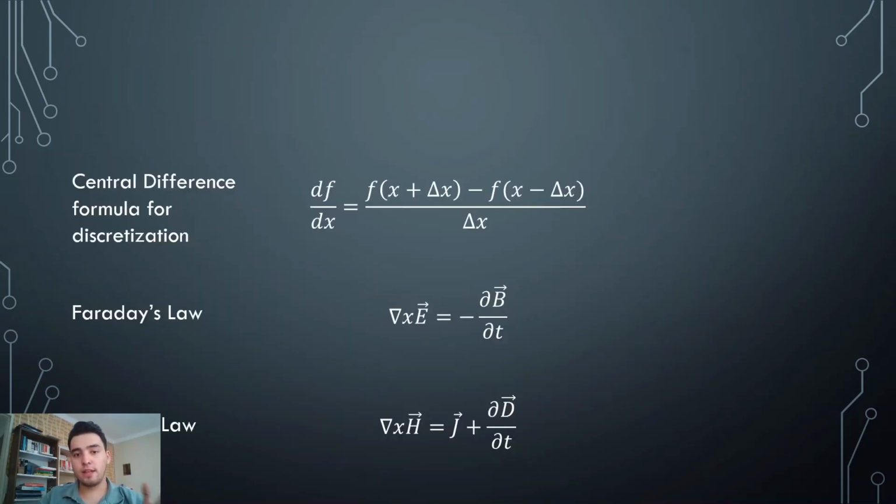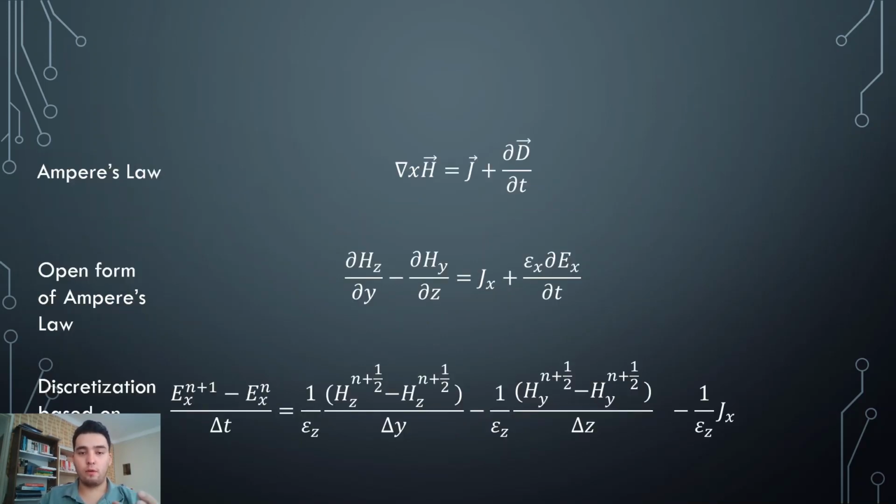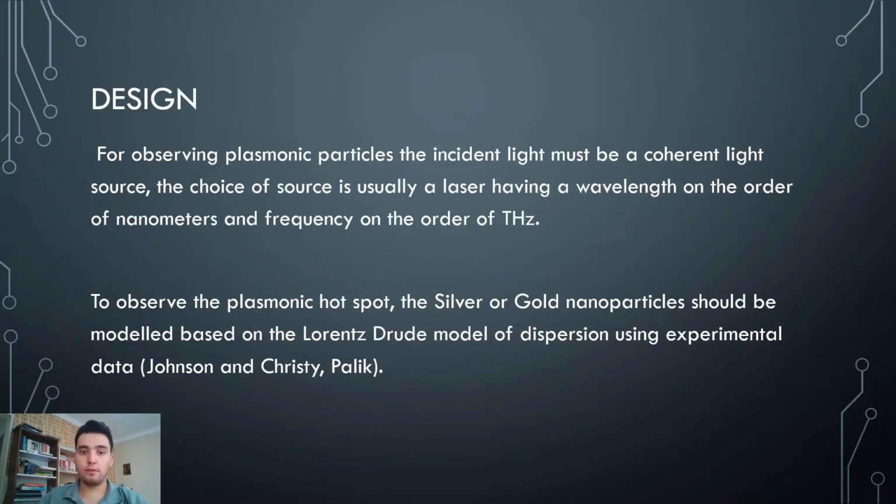And here is how it is done. First, we convert the differential equations into difference equations. And here are the defining laws for our system. Now, as an example, you can see Ampere's law in its open form. When we apply the discretization to this formula, we can see at the bottom the main formula for the electric field, and we can also write a formula for the magnetic fields.